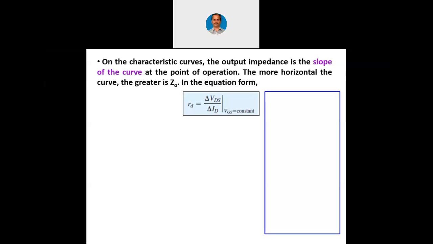Because in BJT, that particular curve was not exactly horizontal to the x-axis. It was slightly progressing upwards only. There used to be a finite slope there. Whereas in JFET, this line is almost horizontal to the x-axis. So naturally, the slope will be much larger.